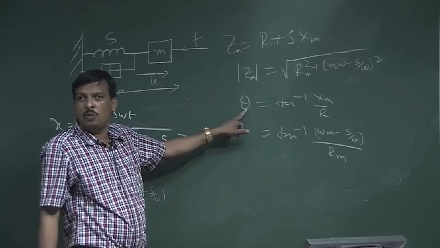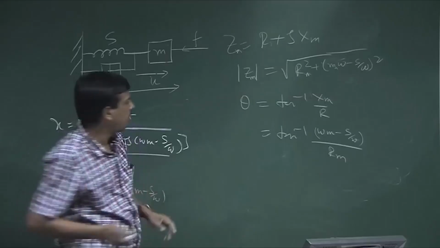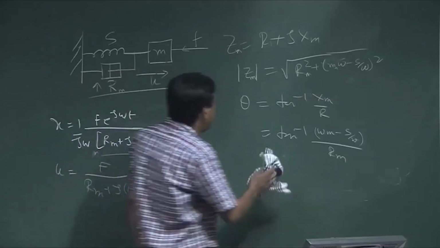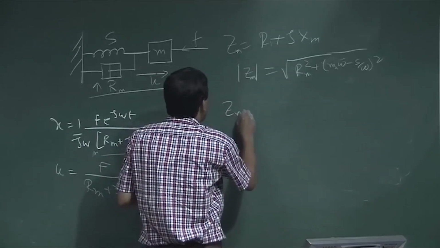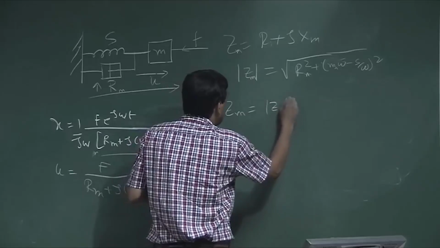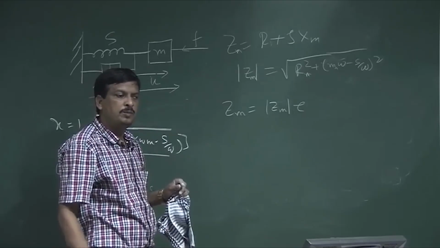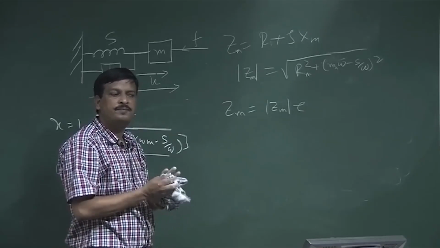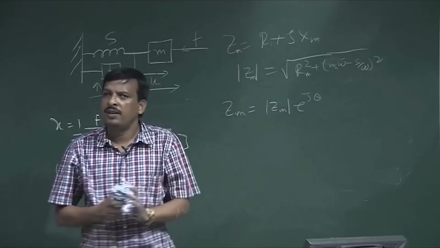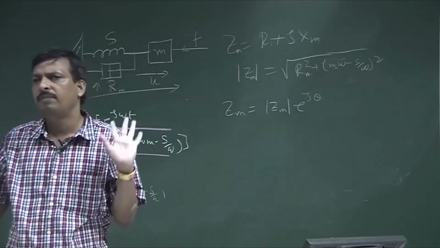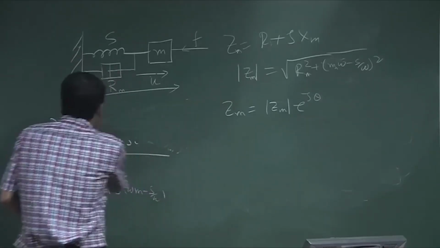So the angle means force and velocity have an angle, which is theta. So theta is nothing but tan inverse of this thing. So instead of writing Zm, I can write Zm is mod of Zm into e to the power j theta, where theta is nothing but tan inverse of xm by Rm. Okay. Now, if it is that, then what is x?